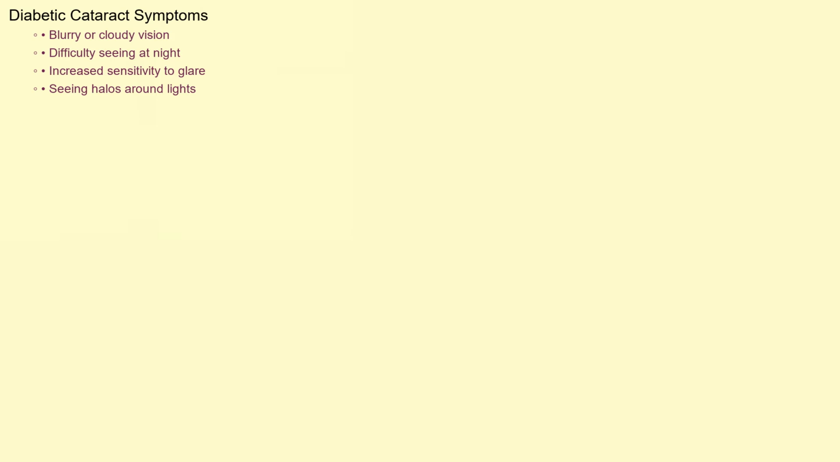The signs and symptoms of diabetic cataracts are similar to those of other types of cataracts. Common symptoms include blurry or cloudy vision, difficulty seeing at night, increased sensitivity to glare, seeing halos around lights, and experiencing a fading or yellowing of colors. You might also notice frequent changes in your eyeglass or contact lens prescription.